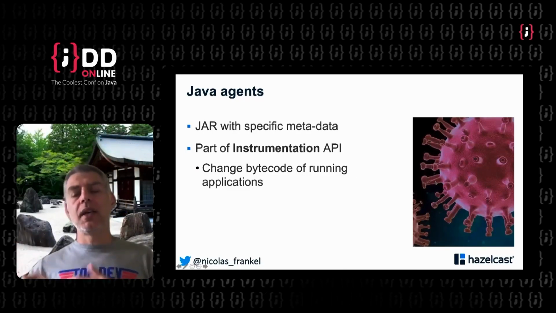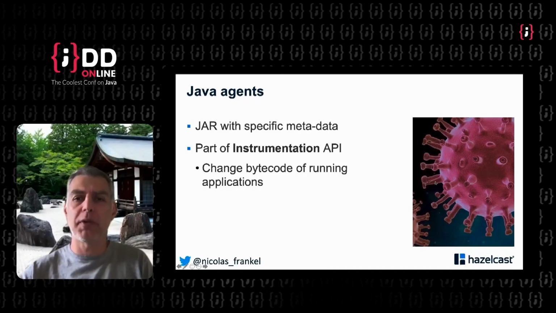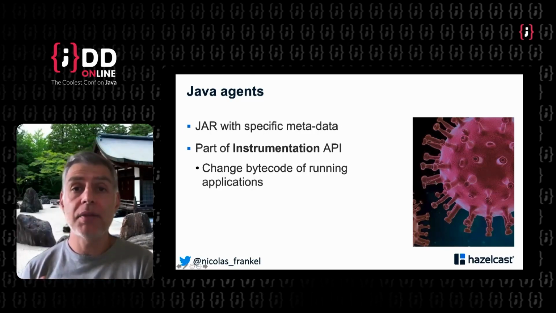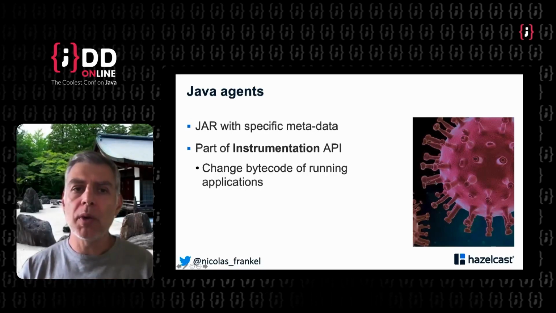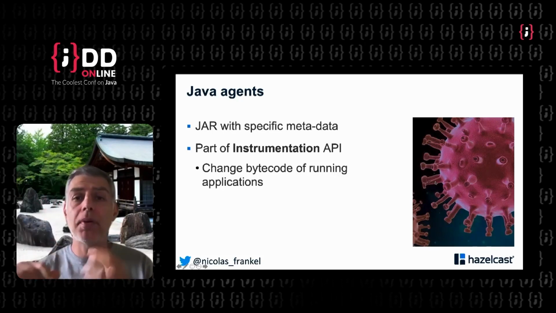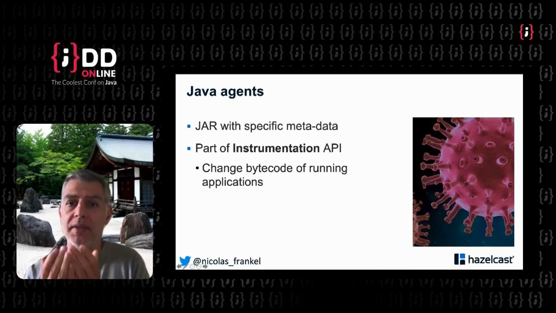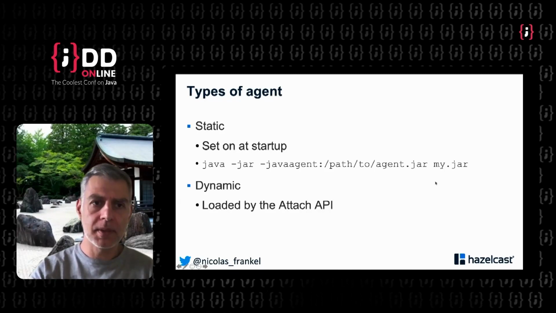Java agents. If you have been working in Java for some time, you are probably familiar with Java agents, or at least you have heard the term. And there is nothing magical in a Java agent. Basically, it's just a jar with a specific entry point and additional metadata. Java agents are part of something in the JVM called the instrumentation API, and the instrumentation API actually allows you to change the bytecode of running applications.